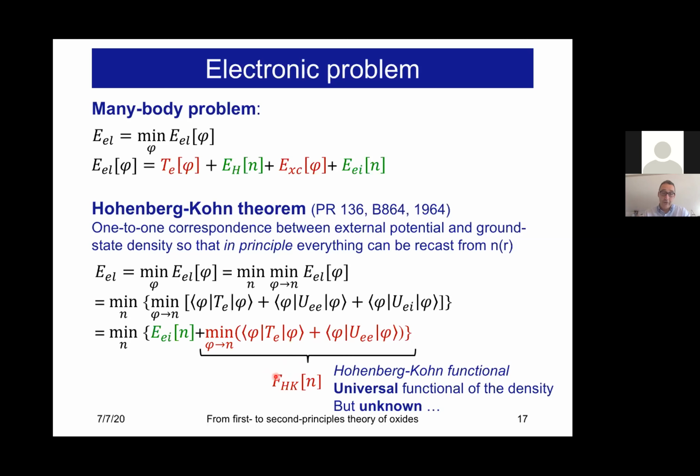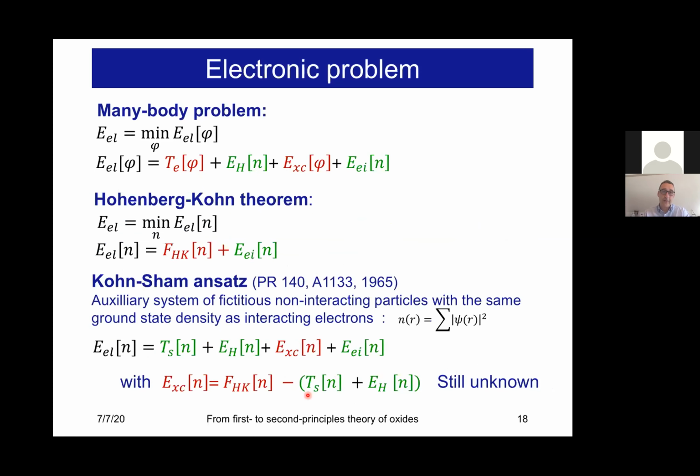But of course, this theory was not very popular until many years later, because this functional is unknown. So this is basically a proof of principle, but there was no way to know what this Hohenberg and Kohn functional was at that time. So there was no practical way to make this minimization. The next step was: can we find a way to know what this Hohenberg and Kohn functional is?